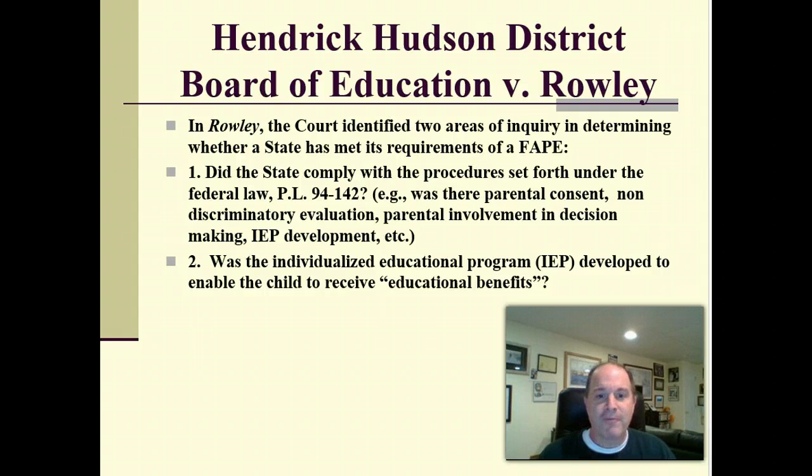And when we last left off, we were talking about the Rowley case. And I just want to take a minute to review again what the Supreme Court had said. What was the ruling in the Supreme Court? Again, the Supreme Court identified two areas of inquiry in determining whether a state had met its requirements of a free appropriate public education. First, did the state comply with the procedures set forth under the federal law, Public Law 94-142? Again, was there parental consent? Was the evaluation done correctly? Were the parents involved? Was an IEP developed? And second, was the IEP developed to enable the child to receive educational benefits?